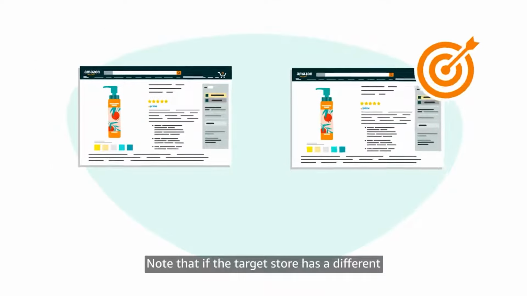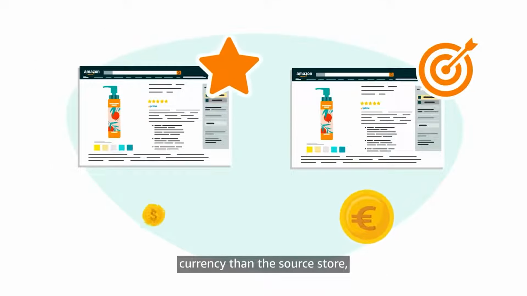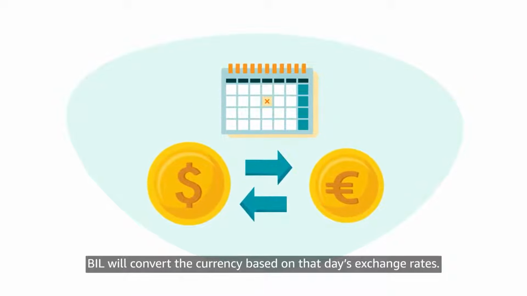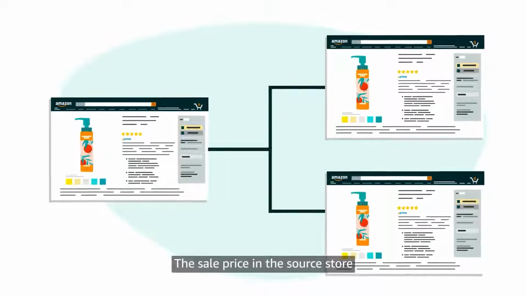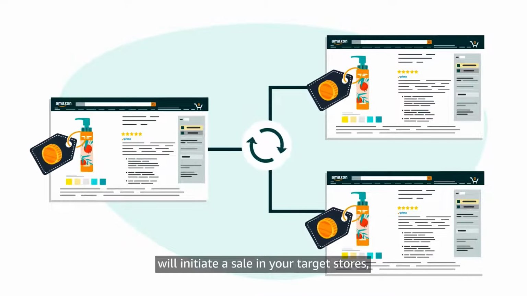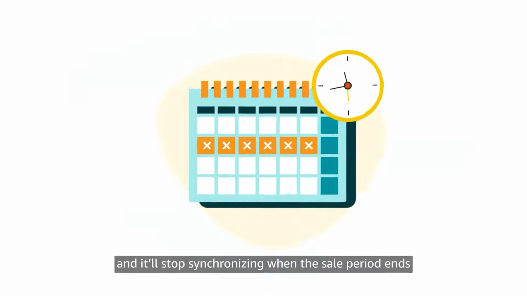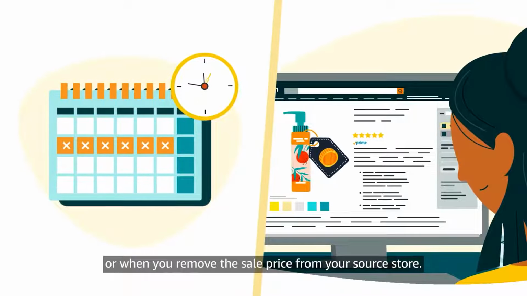Note that if the Target store has a different currency than the source store, BIL will convert the currency based on that day's exchange rates. The sale price in the source store will initiate a sale in your Target stores, and it'll stop synchronizing when the sale period ends or when you remove the sale price from your source store.